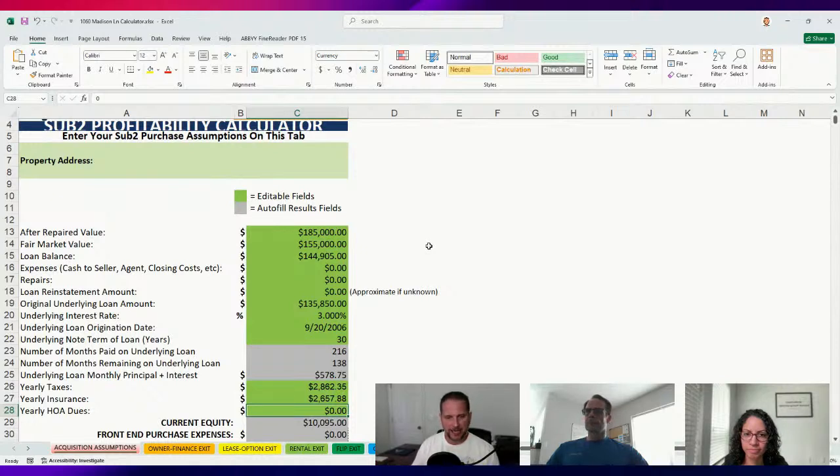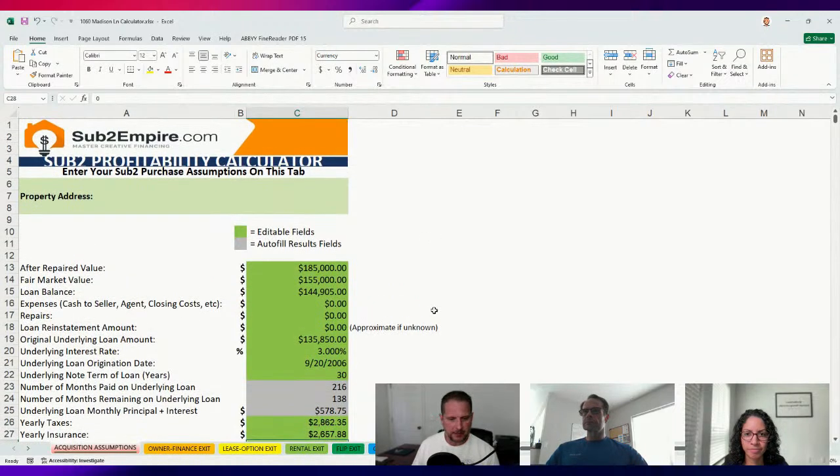So essentially what we have in our calculator here, if you look down at the bottom, and you guys have to tell me if you can't see this very well, you'll see we have these different tabs down here. So our very first tab is our acquisition assumptions tab. This is where all of our inputs are going to come in.